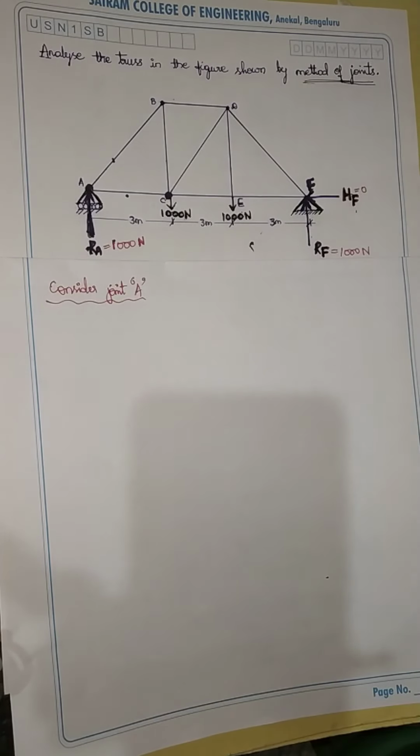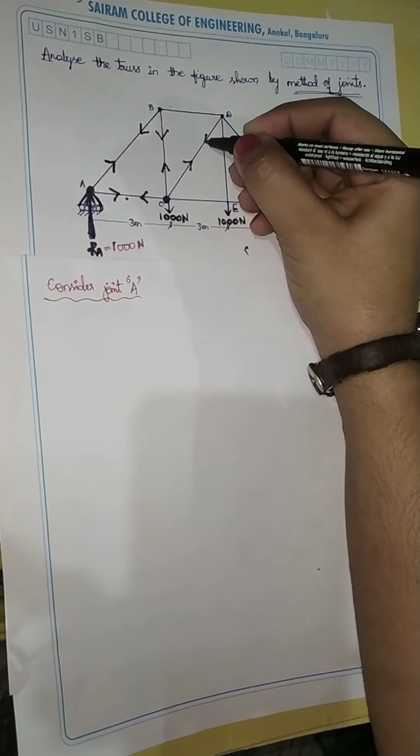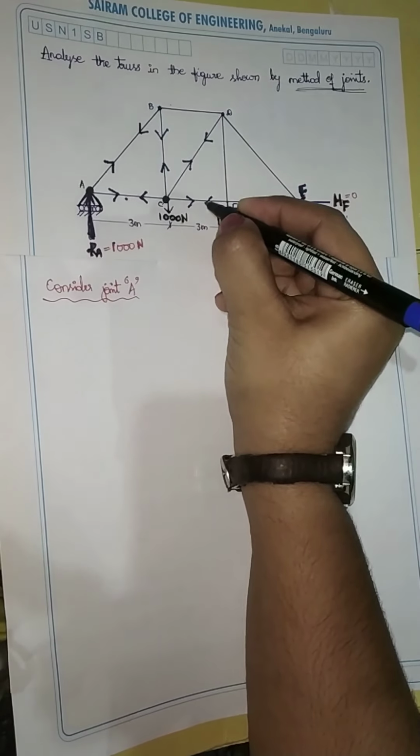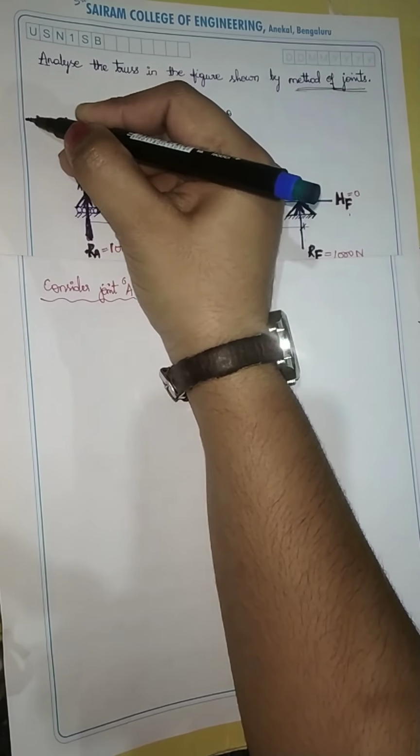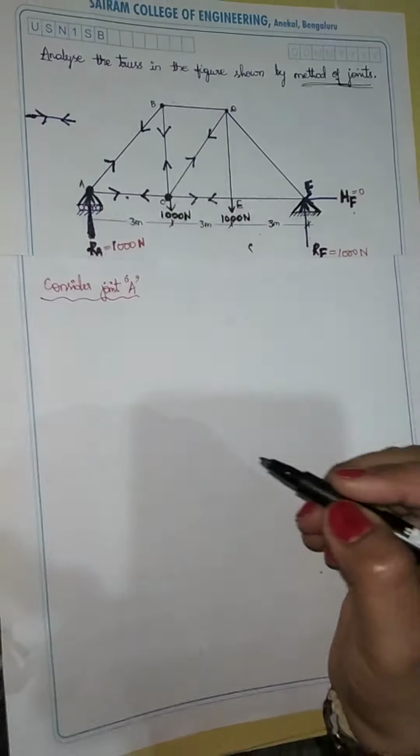So I am just marking all the tension forces in the members. See this? We already know how to mark the tension force from the equilibrium of forces chapter, so please go through that chapter if you have doubts. I am marking the tension forces in all the members. In each member there will be tension like this, right? So I am marking it in all the members.